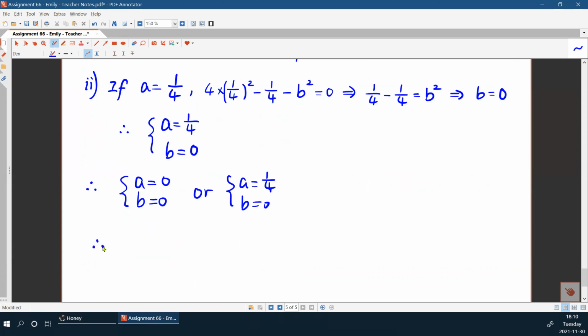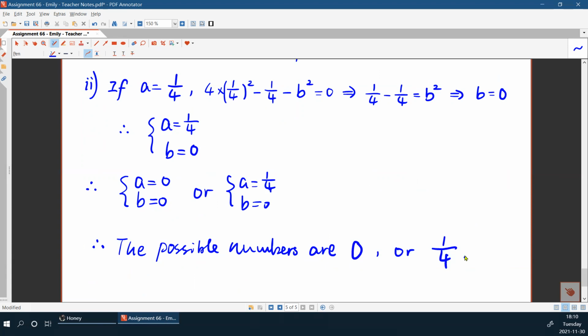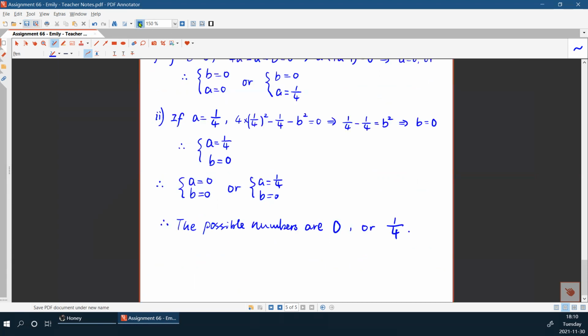And therefore we can make the conclusion. The possible numbers are, there are two possible numbers, right? Possible numbers are 0 or 1/4, right? Okay, any questions?